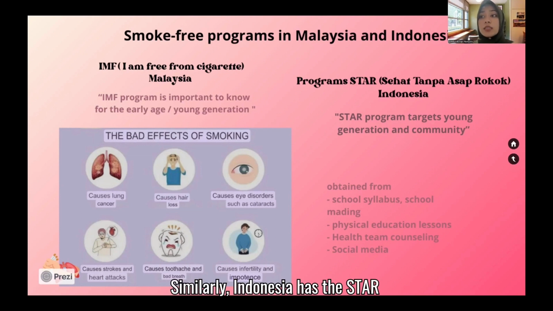Similarly, Indonesia has the STAR program, which stands for Sehat Tanpa Asap Rokok, translating to Healthy Without Cigarette Smoke. This program is targeted at both the young generation and the broader community. The STAR program is comprehensive, involving school syllabus, physical education lessons, health counseling, and social media campaigns, ensuring that the message reaches all levels of society. Both countries emphasize the severe health risks associated with smoking, such as lung cancer, strokes, heart attack, hair loss, eye disorders like cataracts, tooth decay, bad breath, infertility, and impotence.